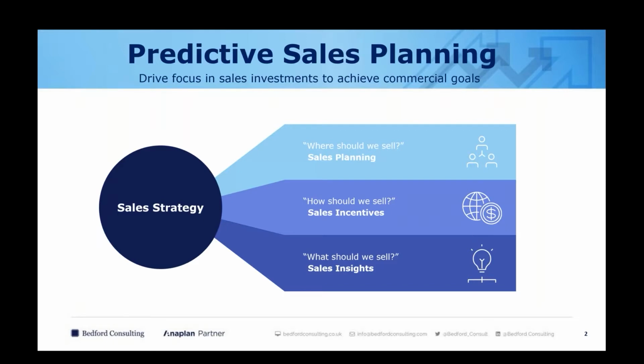So when we're looking at predictive sales planning, we're looking at that sales strategy. And we've broken the sales strategy down into three core chunks, if you like. Three core sections that look at the sales planning, the sales incentives, and the sales insights. The focus in that is, of course, on where should we sell in our planning, how should we sell in our incentives, and of course, what should we be selling in terms of those insights.